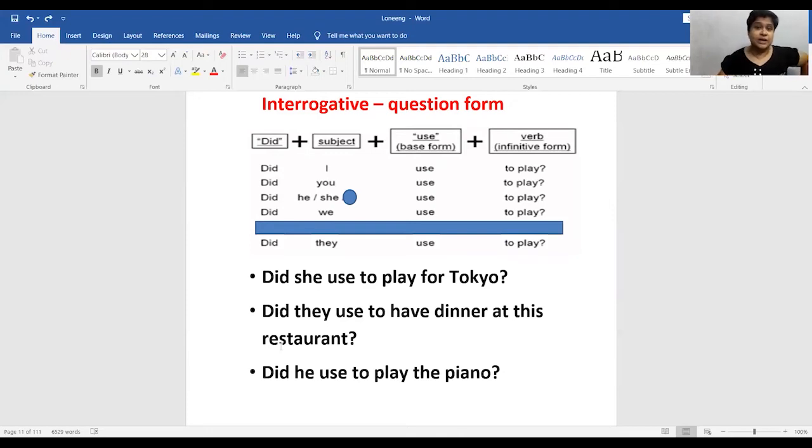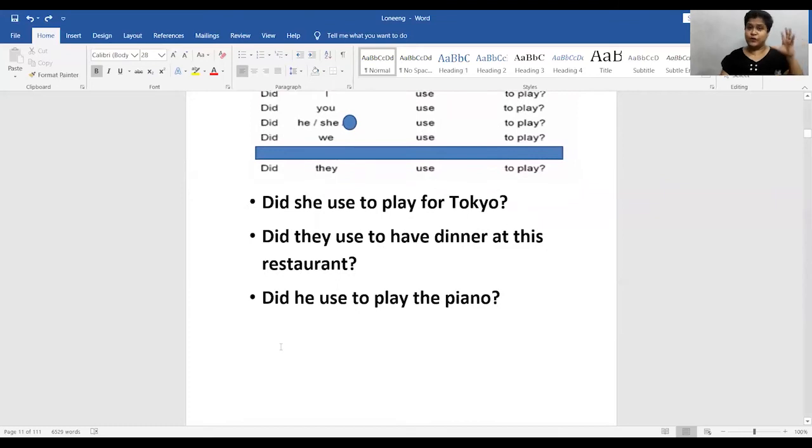You want to ask somebody, did you used to cook? Did he used to wash? Did they used to go out? So if you want to ask questions, this is the format. Remember the formula and apply it, right? So now that you know a few examples, let's take a look at different examples.